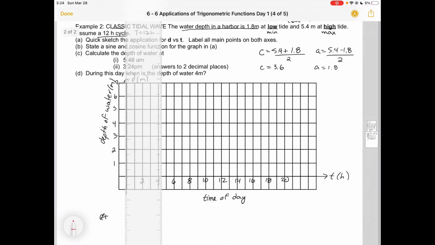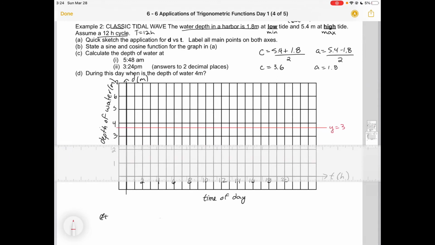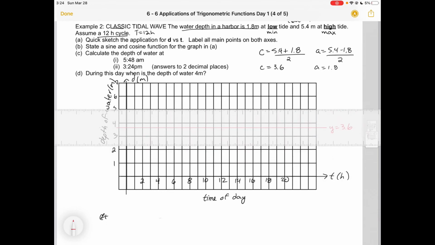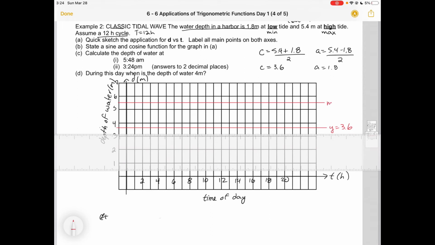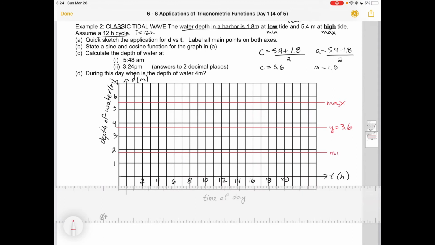So let's put those values on here. I'm going to use my ruler. So I've got about 3.6 there. That's my axis of the curve. And then I'm going up to 5.4 is my maximum. And then I'm going to go down to 1.8, which is my minimum here.